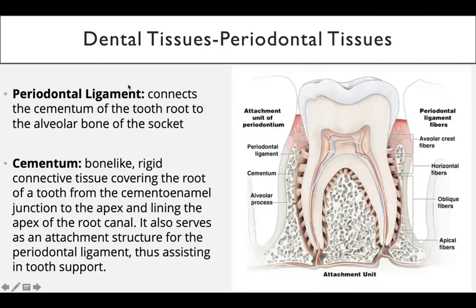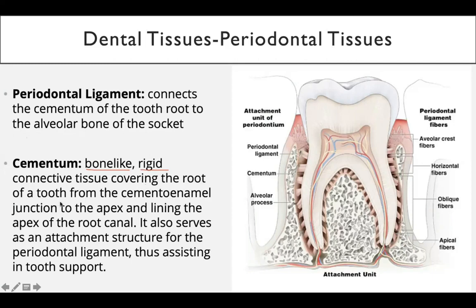Now, periodontal ligament and cementum, you already know. The periodontal ligament connects the cementum of the tooth root to the alveolar bone of the socket. This is a ligament connecting two structures, the alveolar bone and the teeth. Cementum is bone-like, rigid connective tissue. It is bone-like, but is not bone.